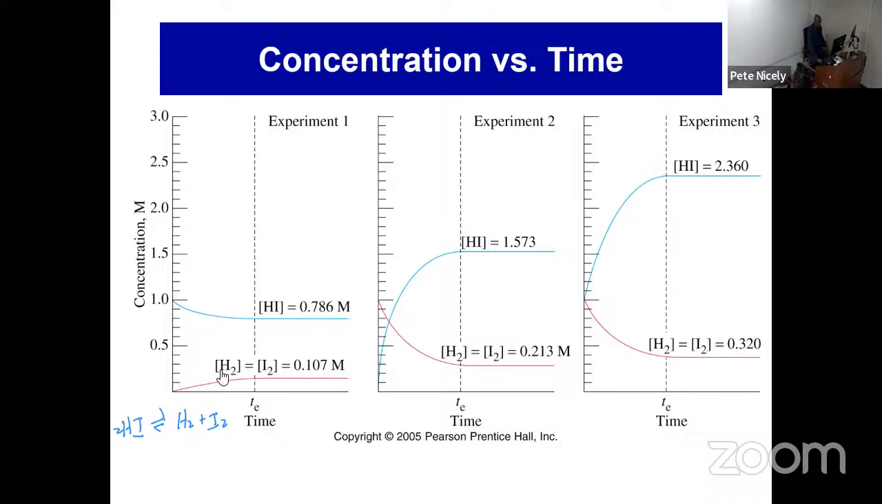And you'll notice that the concentration of H2 and I2 are the same because it's a 1-to-1 mole ratio between these two, right? And you'll notice that that flattens out as well, right? So basically we're talking about an equilibrium state from that point forward, right? Because the concentrations of all the components, the hydrogen iodide, the hydrogen and iodine remain constant, right? So that's what happens in the case of experiment 1. Let's look at what happens in the case of experiment 2. In the case of experiment 2, we started off with a certain amount, 1.0 M of both hydrogen and iodine, and no hydrogen iodide.